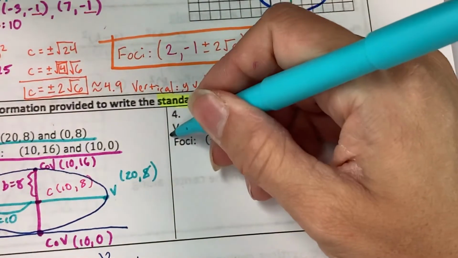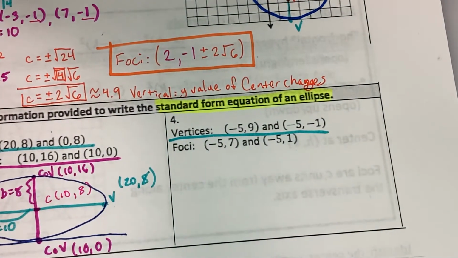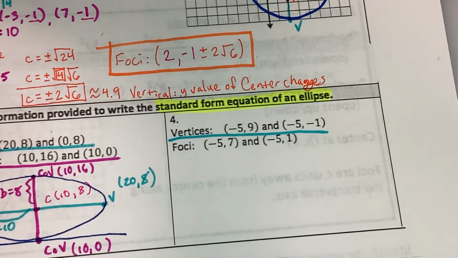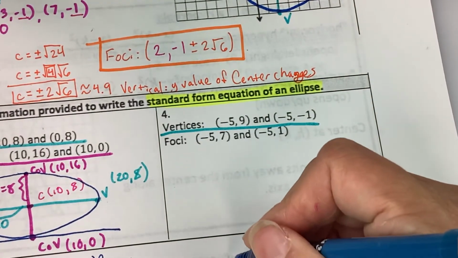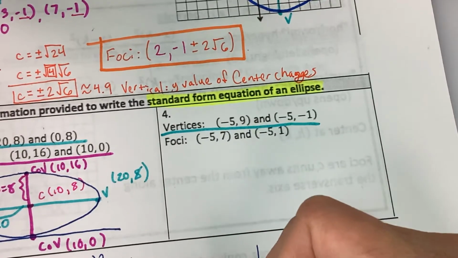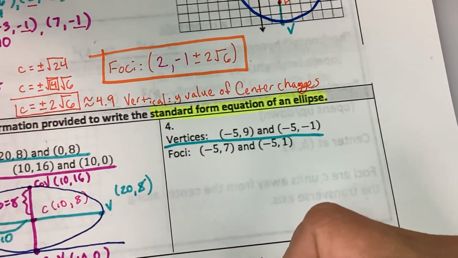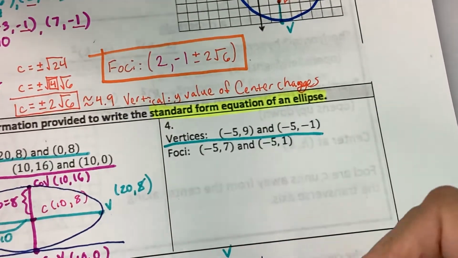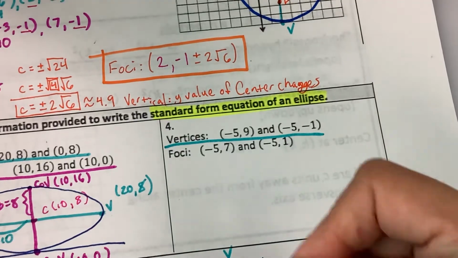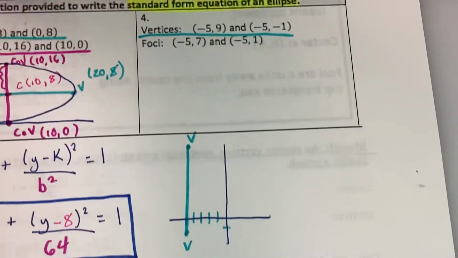So for this one, my vertices are at (-5, 9) and (-5, -1). I think I'm going to do my diagram down here this time, just because it seems a little bit longer. So I'll do my diagram right here-ish. And (-5, 9), so 1, 2, 3, 4, 5, and then up 9-ish, we'll just say that's way up here. There's a vertex, and (-5, -1), there's another vertex. So that is my major axis connecting those vertices.